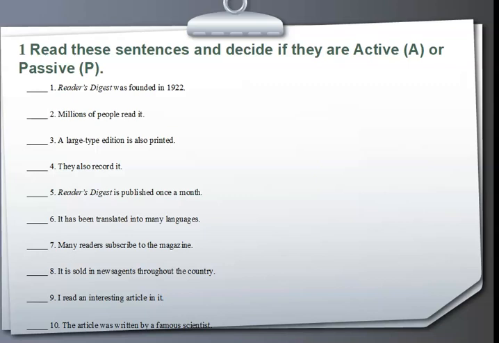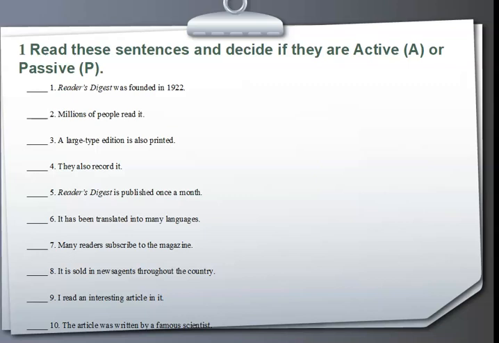Next one, number 6. It has been translated into many languages. It has been translated. Okay, this is present perfect passive as well, so you can write P. Many readers subscribe to the magazine. Many readers, subject, subscribe, we have the predicate, and to the magazine. So this is an active sentence. You can write A in front of it.